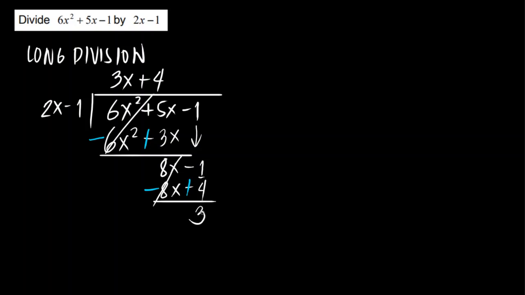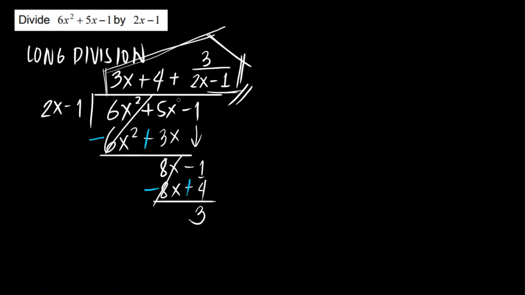You cannot divide 3 further, because it has no x. So, this guy is the remainder, but not really. The answer is actually 3x plus 4 plus 3 divided by 2x minus 1. So, this is actually the answer. This is the actual answer for this problem, 3x plus 4 plus 3 divided by 2x minus 1 as your remainder.